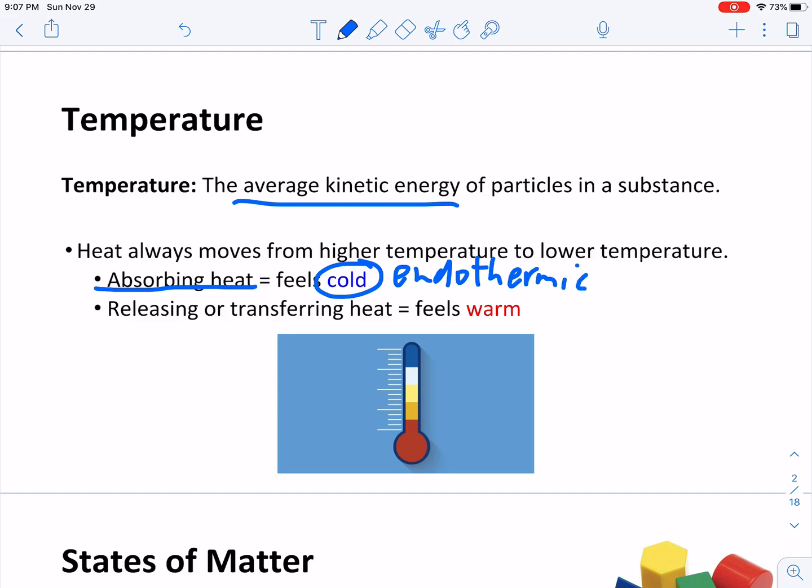But remember, if it's absorbing heat, it's actually gaining energy, right? It's gaining heat by absorbing it, but it's going to feel cold to you because it's removing that heat from your finger when you touch it.